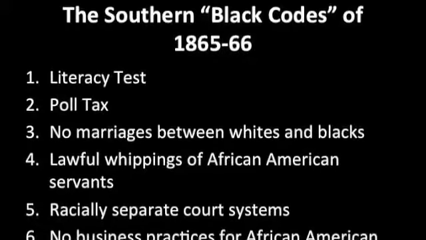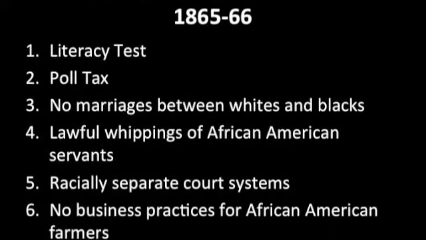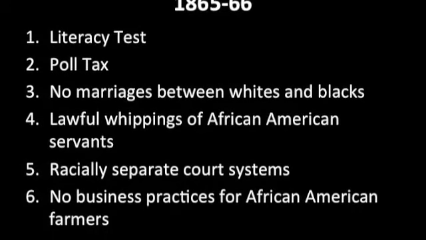Resistance to Reconstruction policies and laws was rampant in the South. Racist hate groups like the Ku Klux Klan emerged and intimidated African Americans at the polls. In order to resist equality efforts, some Southern states began passing black codes, or laws that counteracted the Reconstruction Amendments.